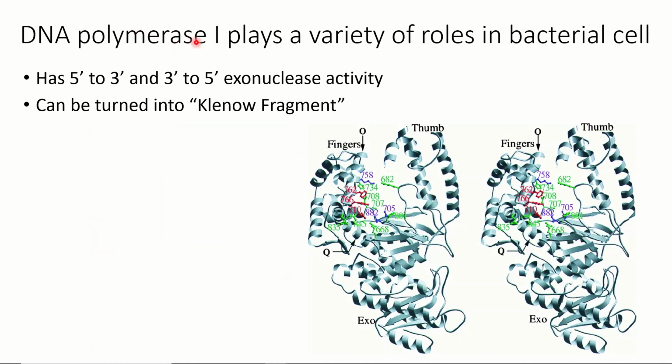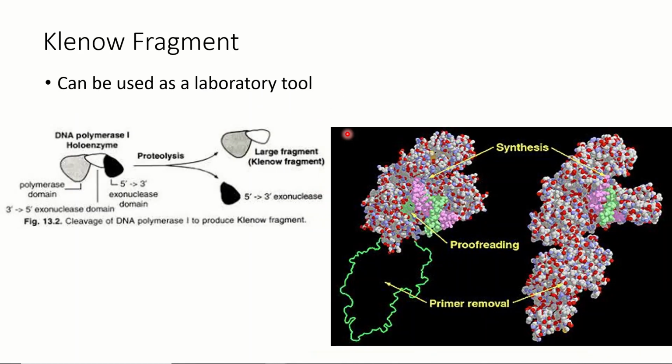DNA Pol I has a variety of roles in bacterial cells. It has both a 5' to 3' and a 3' to 5' exonuclease activity. And DNA Pol I can be modified experimentally to create a protein fragment that we call Klenow fragment. Klenow fragment is modified Pol I in that it is the portion of the enzyme that includes the polymerase activity, and the exonuclease activity has been cut off. So here's an example of Klenow fragment.